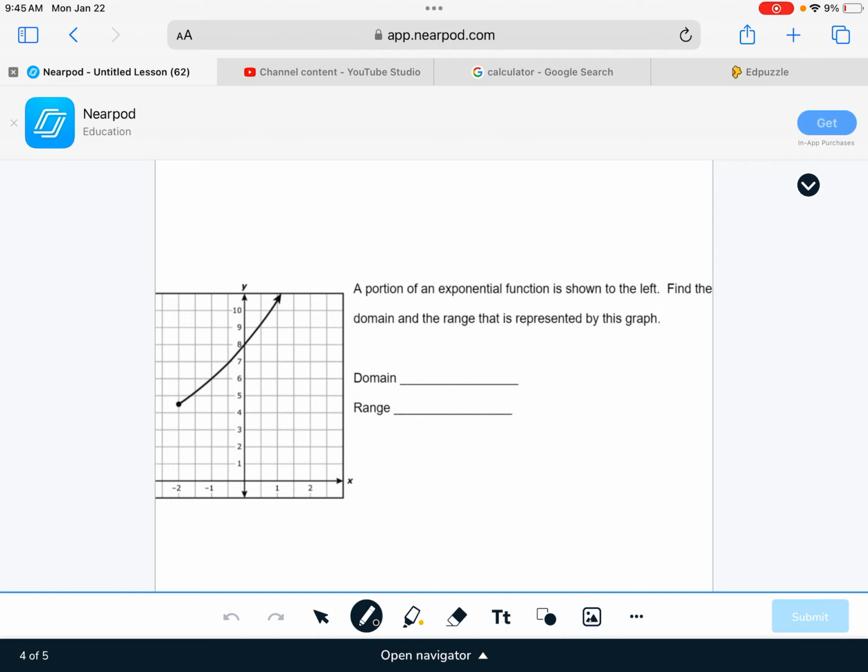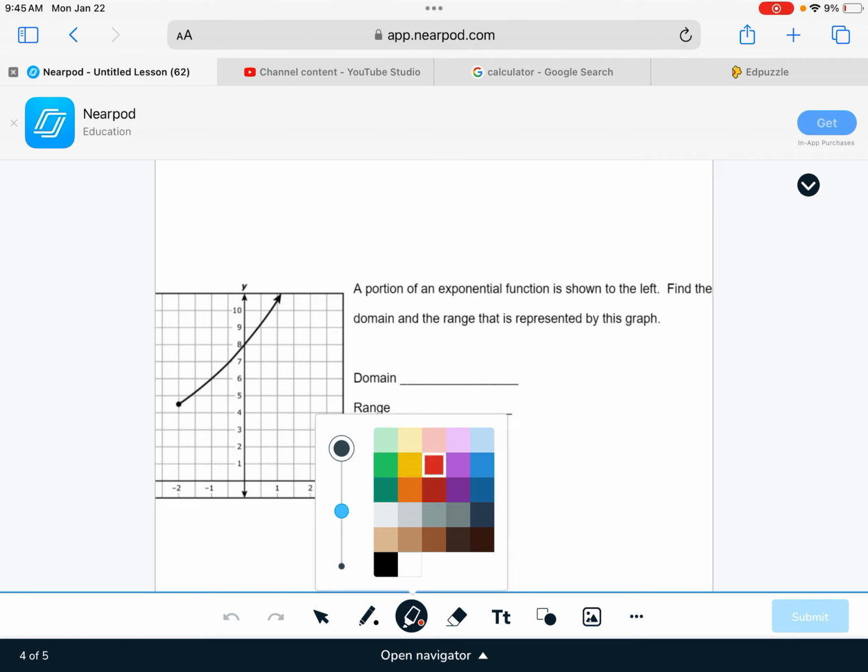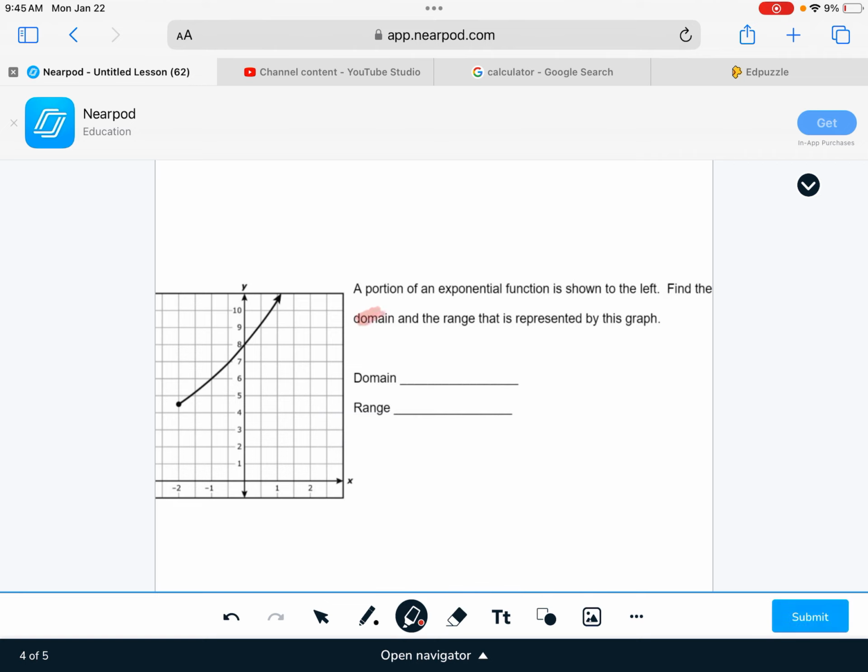This is an old STAAR question back from 2016. Okay. It says a portion of an exponential function is shown to the left. Find the domain and the range that is represented by this graph. Once again, domain is our x values. Those are our side to sides. And if I look really carefully at this, I see that yes, this graph does shoot way off to the right. So it does go off forever, getting bigger and bigger and bigger.